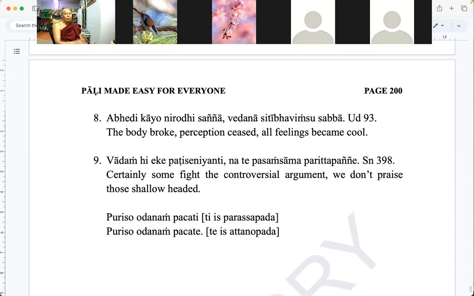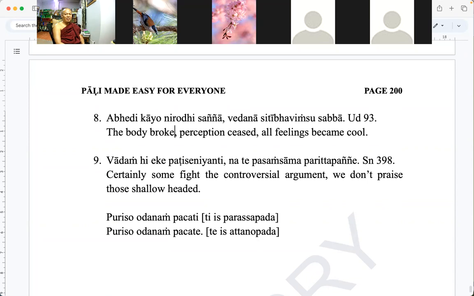Yes, rupa khandha, one of the five khandhas: rupa, vedana, sanna, and so on. Okay. So it mentions the rupa khandha. Right. It's broken. Okay, so I got that. Thanks, Bante, for the guidance on this one.